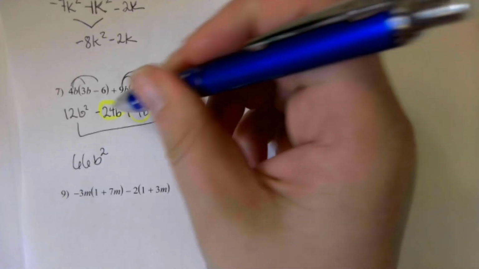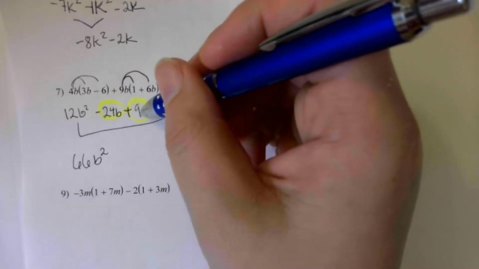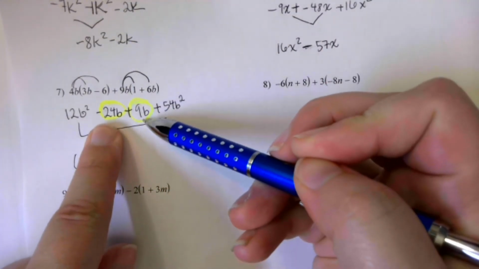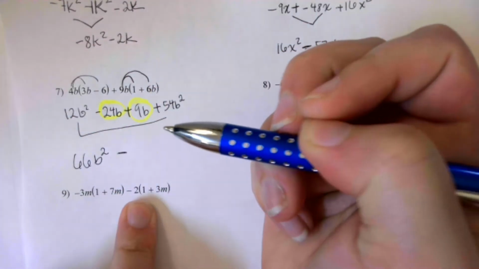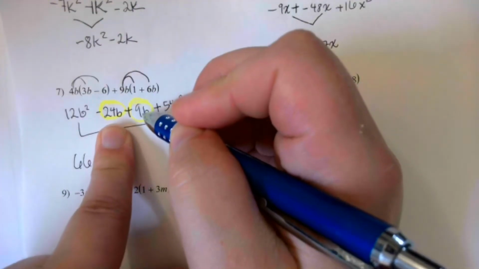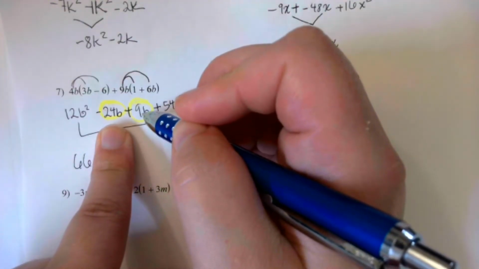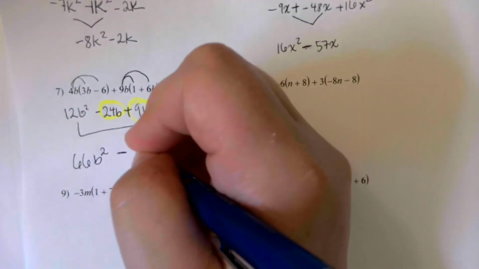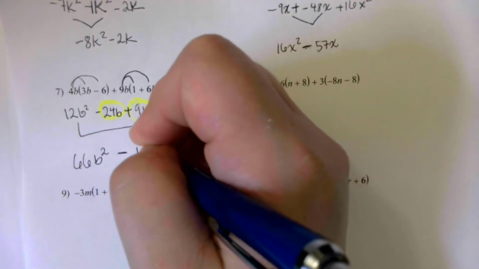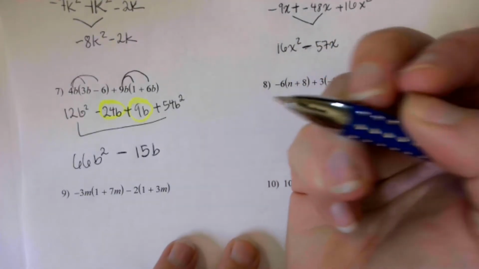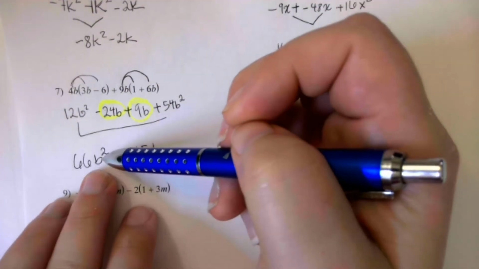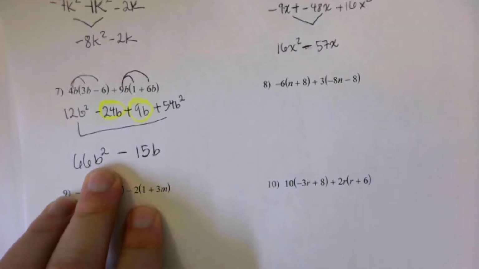Okay. 24 and 9, different signs. The bigger group is the negative 24, so I know my answer is going to be negative. 24 take away 9, 15. 15b. And that's it.